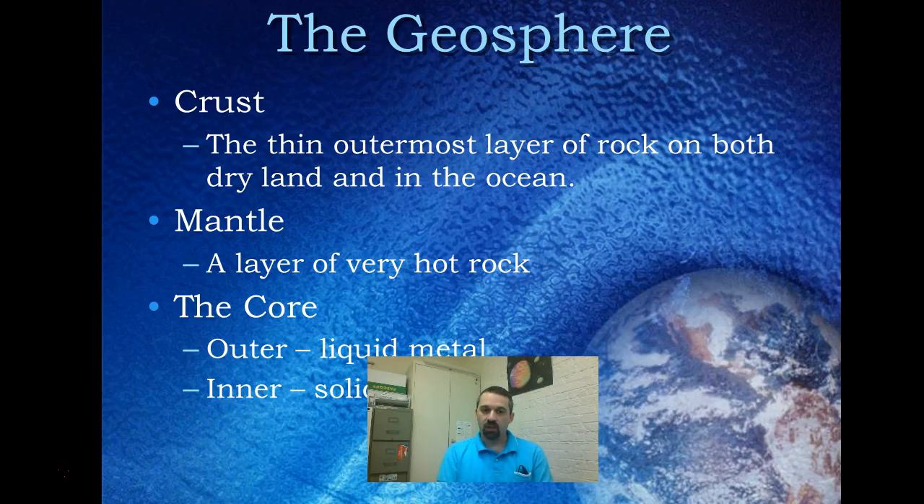The mantle is a layer of very hot rock, and the mantle is kind of interesting because some of it is like a liquid, but it's not like a liquid like water, like we can easily pour. But it is fluid. It can move. It's just very, very hard for it to move. So it's not like a liquid like we would think of a liquid, but it is fluid. All right. And then there's the core. The outer core is made of liquid metal.